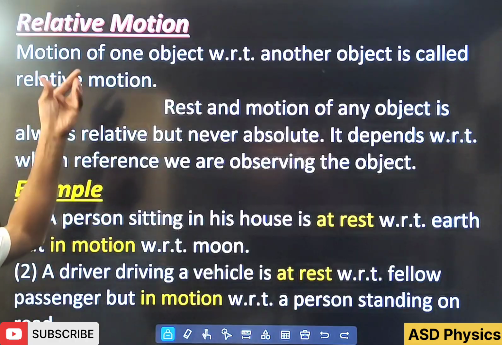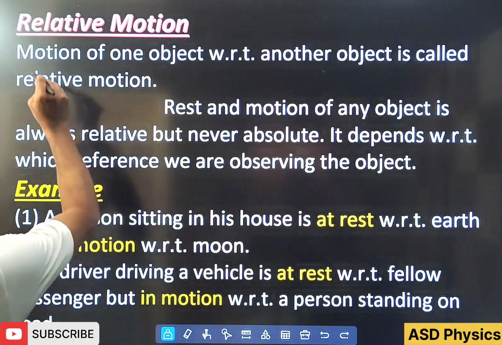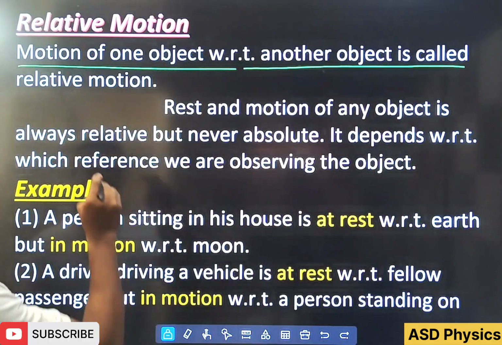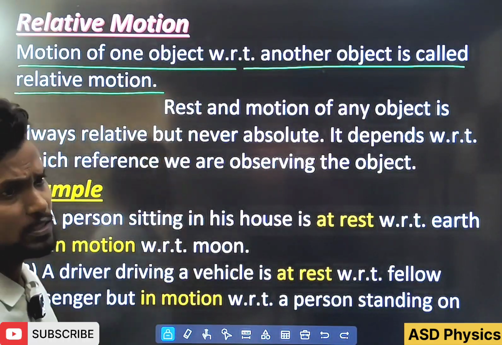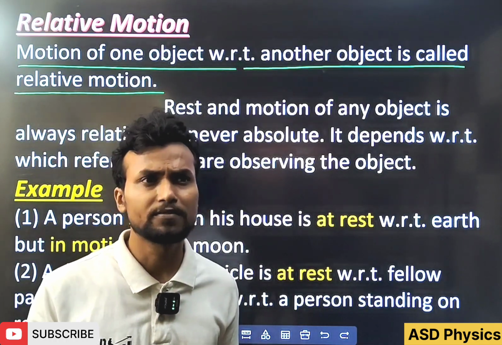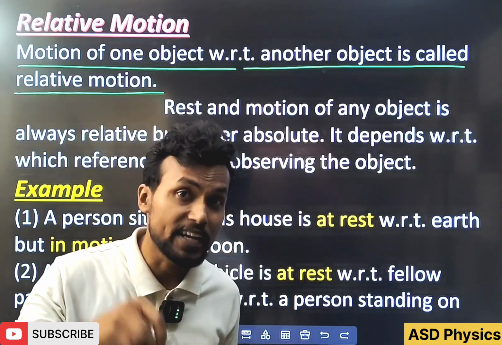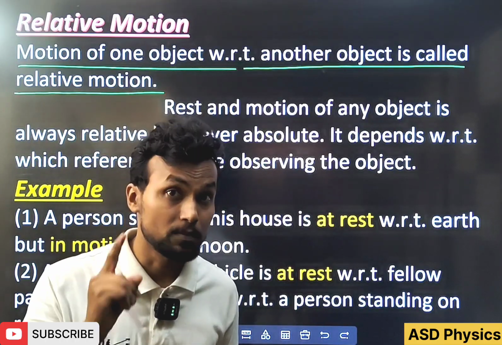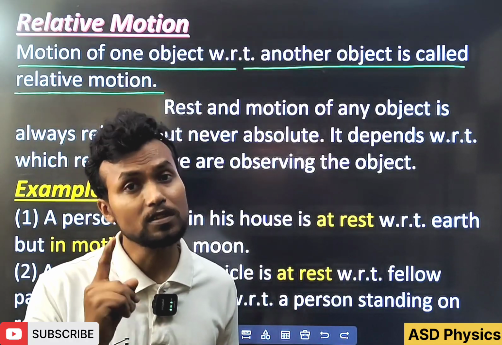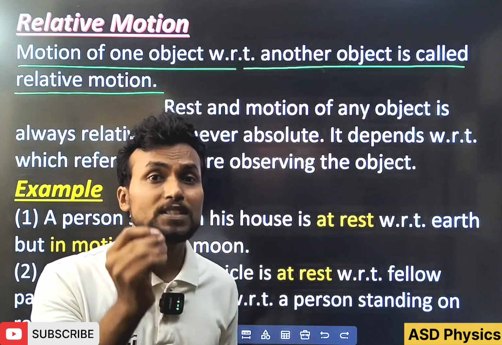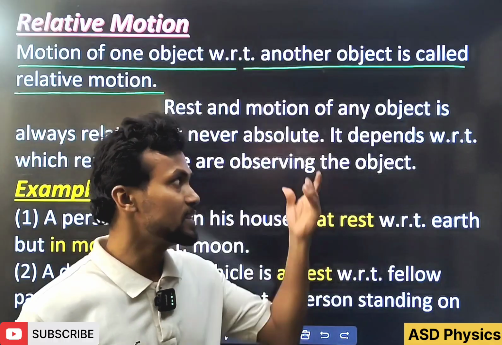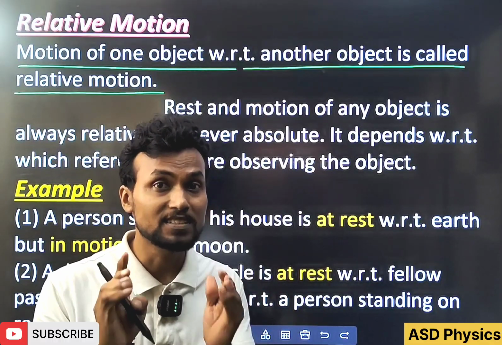So here you can see the topic is relative motion. Motion of one object with respect to another object is called relative motion. You know also, no object is in absolute rest or absolute motion. If we are standing on the earth, we will tell earth is in a rest situation. But if we see the earth from space or from the moon, then it will be in which situation? Motion situation. That means whether the object is at rest or in motion depends upon the observer. Where is the observer? That's why in relative motion we can understand all these things in a better way.